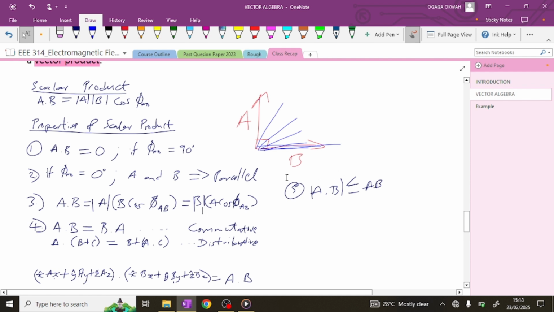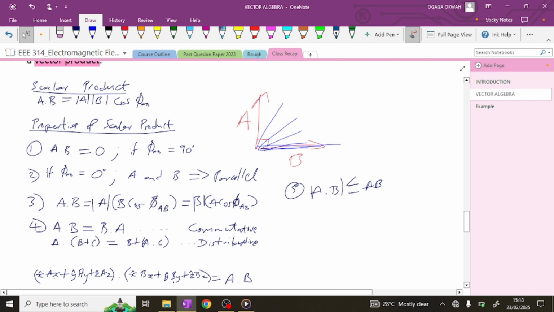Last video we talked about properties of the scalar product. This is also part of it: the magnitude of a dot product is always less than or equal to the product of the magnitudes of vector A and vector B. So that's just an addition to last video.